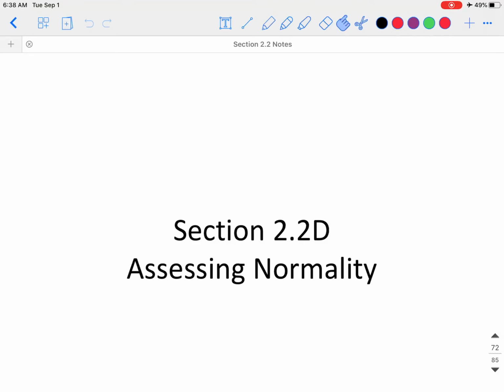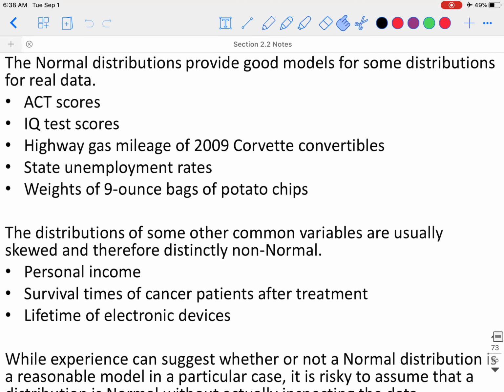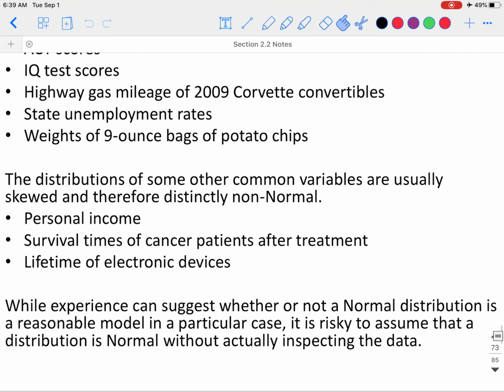This is section 2.2, part D, assessing normality. Normal distributions provide good models for some distributions of real data, such as ACT scores, IQ test scores, highway gas mileage of a 2009 Corvette convertible, state unemployment rates, and weights of 9-ounce bags of potato chips. The distributions of some other common variables are usually skewed and therefore distinctly not normal, such as personal income, survival time of cancer patients after treatment, and lifetime of electronic devices.